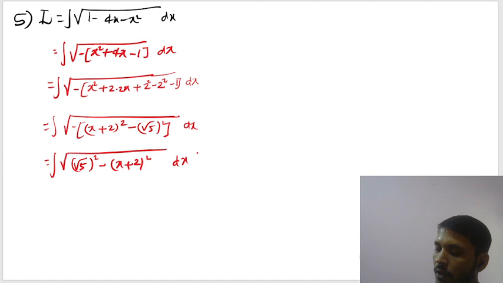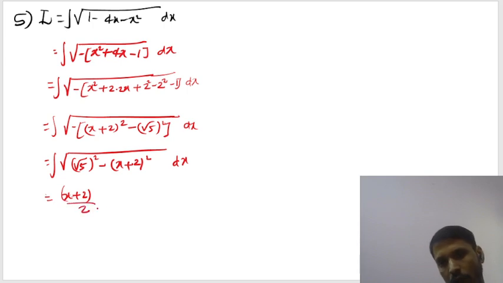Now what we can do here, it will become a square. That means the first term will be as it is, (x plus 2) divided by 2, and under root of what? Sorry, under root of the given question.